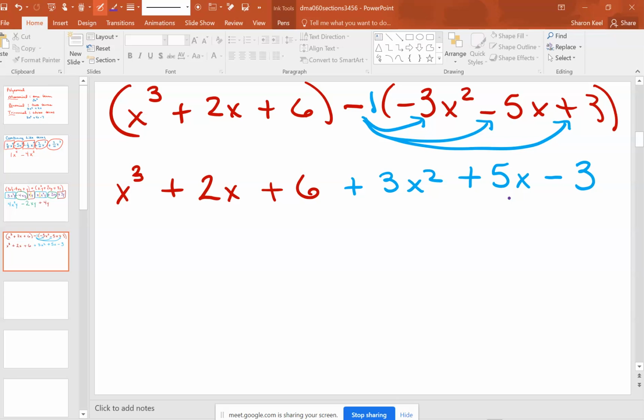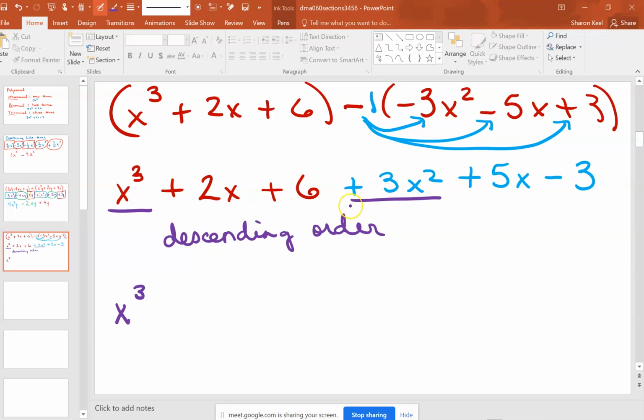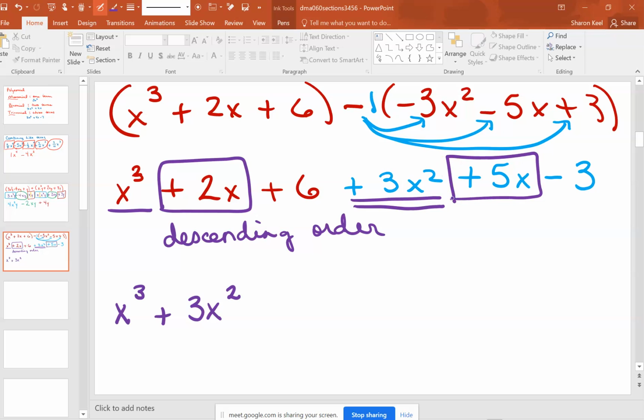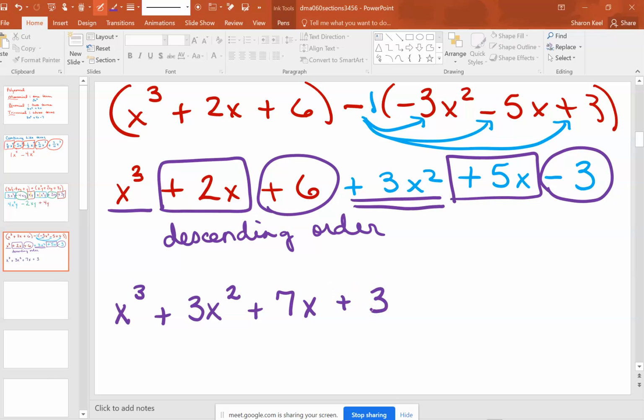As we mentioned earlier, we use descending order. So the largest degree would be the x to the third. There's only a single x to the third. There is only a single x squared, so the x squared would come second. I then have a 2x and a 5x. When I combine those terms, 2 plus 5 is going to give me 7x. And then the last two like terms, 6 minus 3 is going to give me a positive 3.